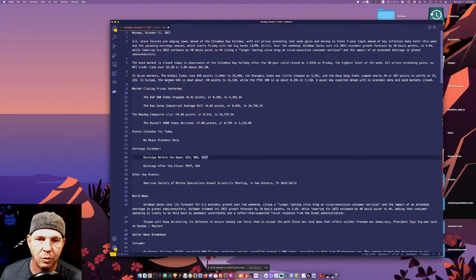As far as world news goes, in Asian markets, the Nikkei index rose 1.6%. Shanghai was a little bit up. It is trading again. Last week it didn't trade at all. Hang Seng jumped nearly 2%. And the DAX is down 50 points, right? FTSE 100 is up 0.25%. And it's supposed to be a quiet day because bond markets are closed. That is true. There's not a lot of volume going into the market.